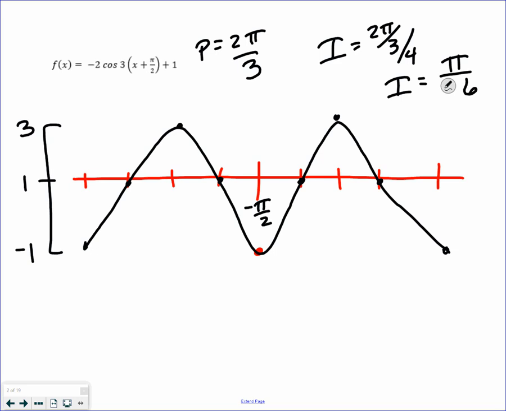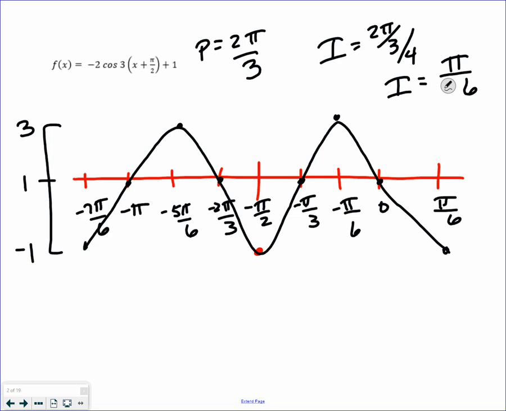And so you're going to add pi over 6 going to the right and subtract pi over 6 going to the left. So here we have adding pi over 6. Adding pi over 6. Adding pi over 6. And subtracting pi over 6. 0 would be located right here.